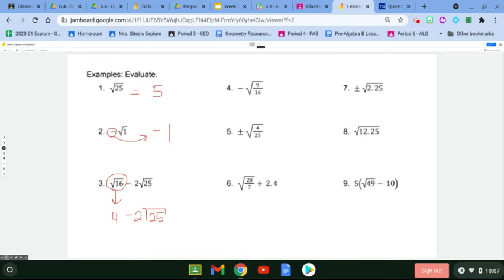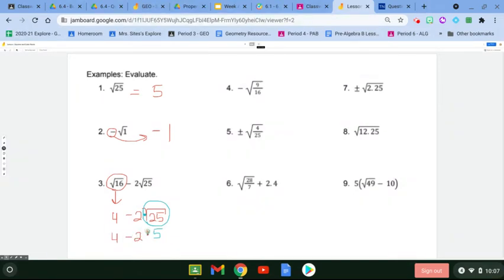Anytime you have a number that's on the outside of a square root sign, it's kind of like whenever you had parentheses. It's separated through multiplication, so you can put a multiplication dot there. Okay, so this would be 4 minus 2 times the square root of 25. So we're going to take care of the square root of 25 right now, which I know is 5. And I'm going to bring down the 4, the minus, and the times 5.